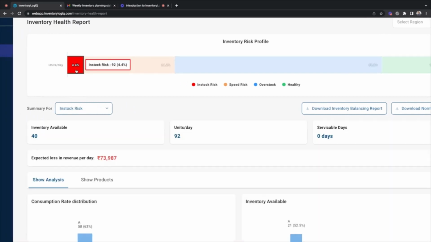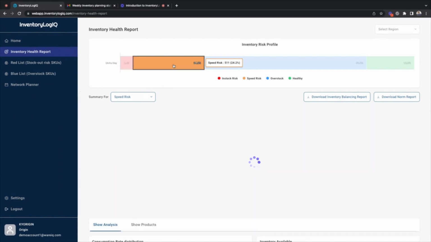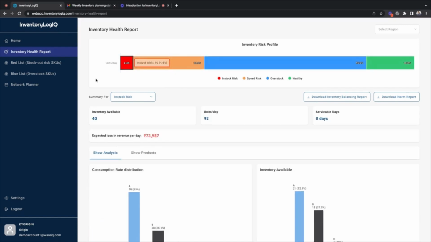One is the in-stock risk. These are the SKUs which are at risk of getting stocked out in the next 2 weeks. And the orange one is at a speed risk. This is relevant for a brand which is running multiple location fulfillment centers, where an unoptimized placement of inventory is leading to national shipping getting done because it's locally stocked out. So a view of the health of your inventory across these four buckets helps you plan your decisions.